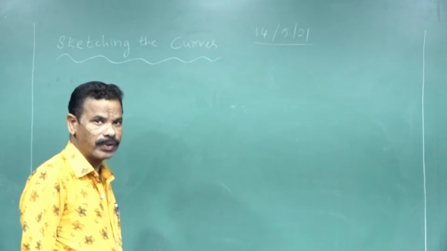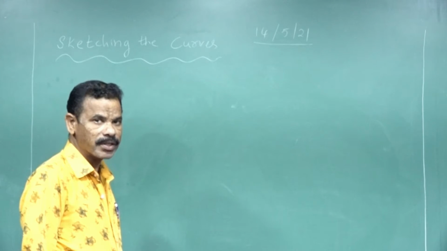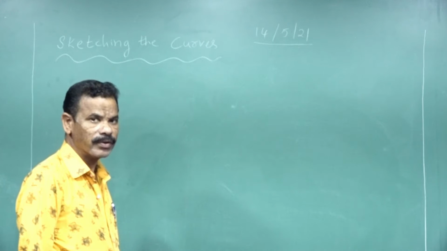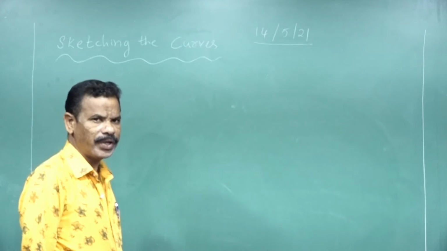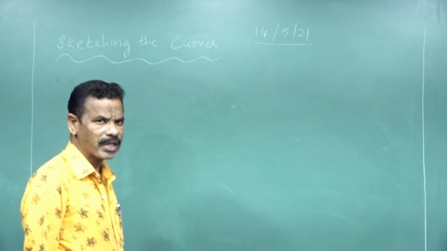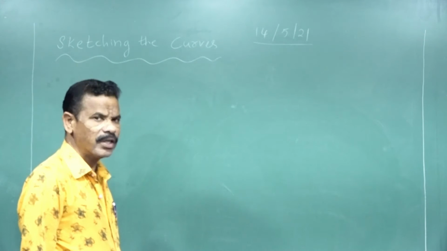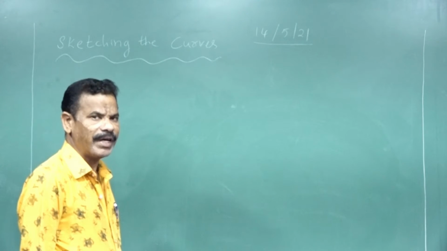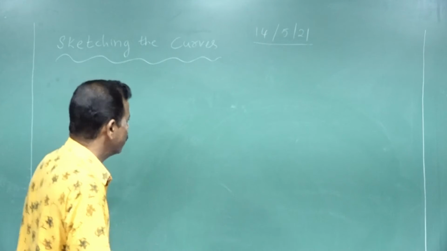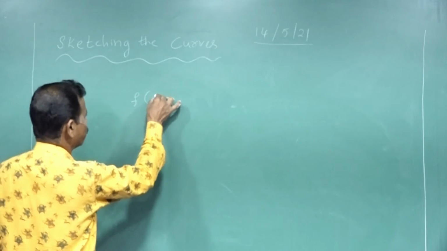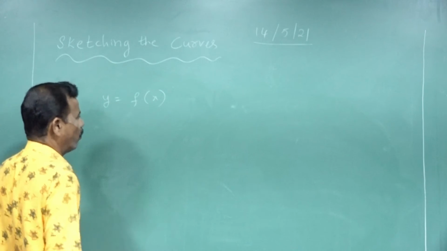The curves, we discuss about that. Sketching the curves, how we find the sketching of the graph. So here follow the seven findings. What findings? Suppose f of x is a function, y is equal to f of x.